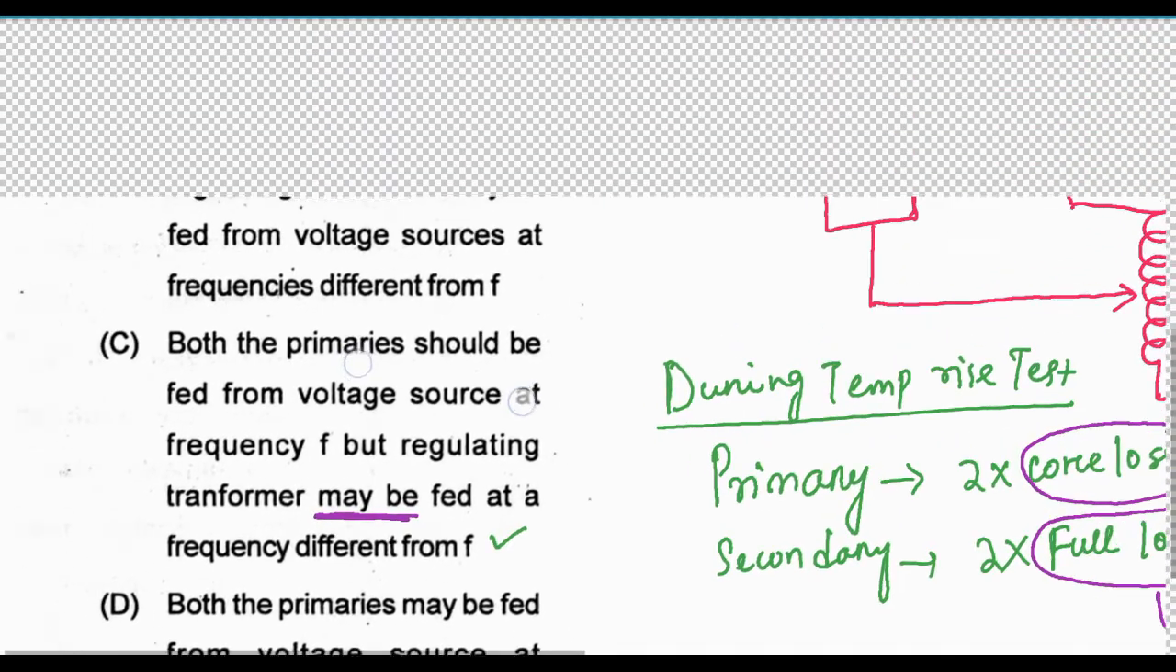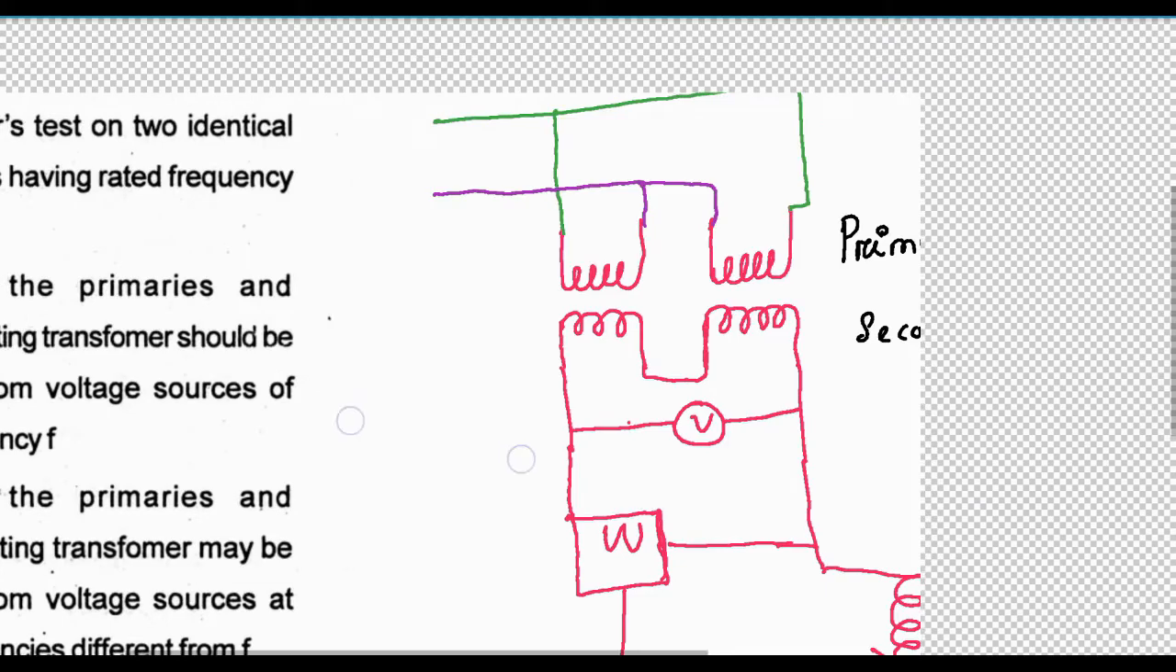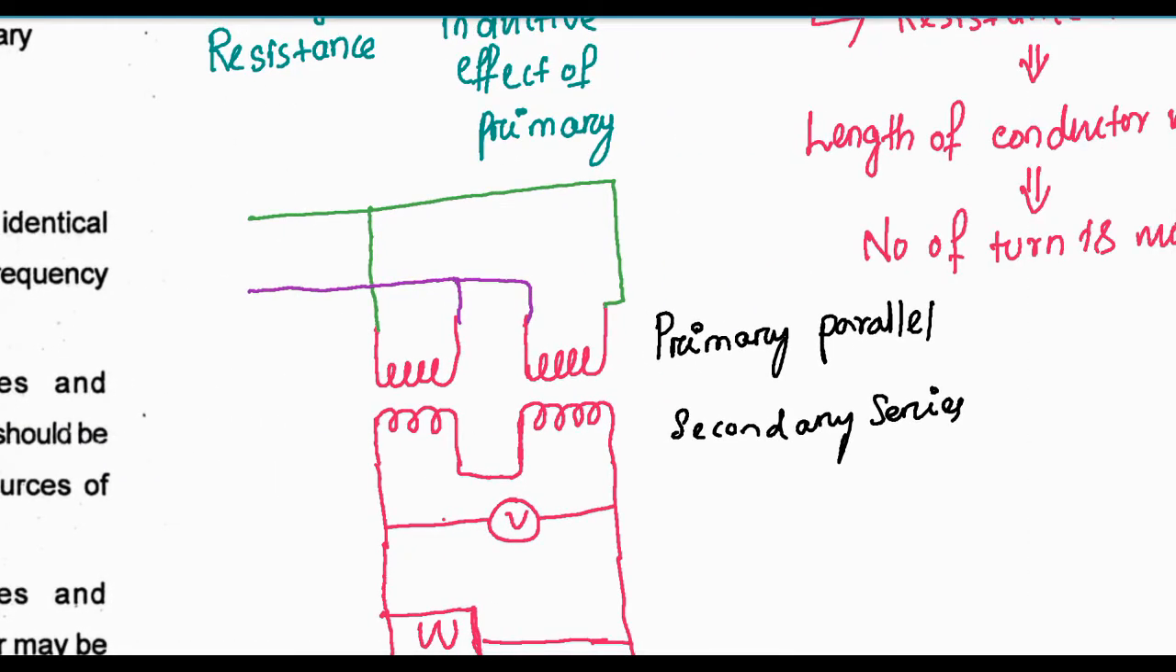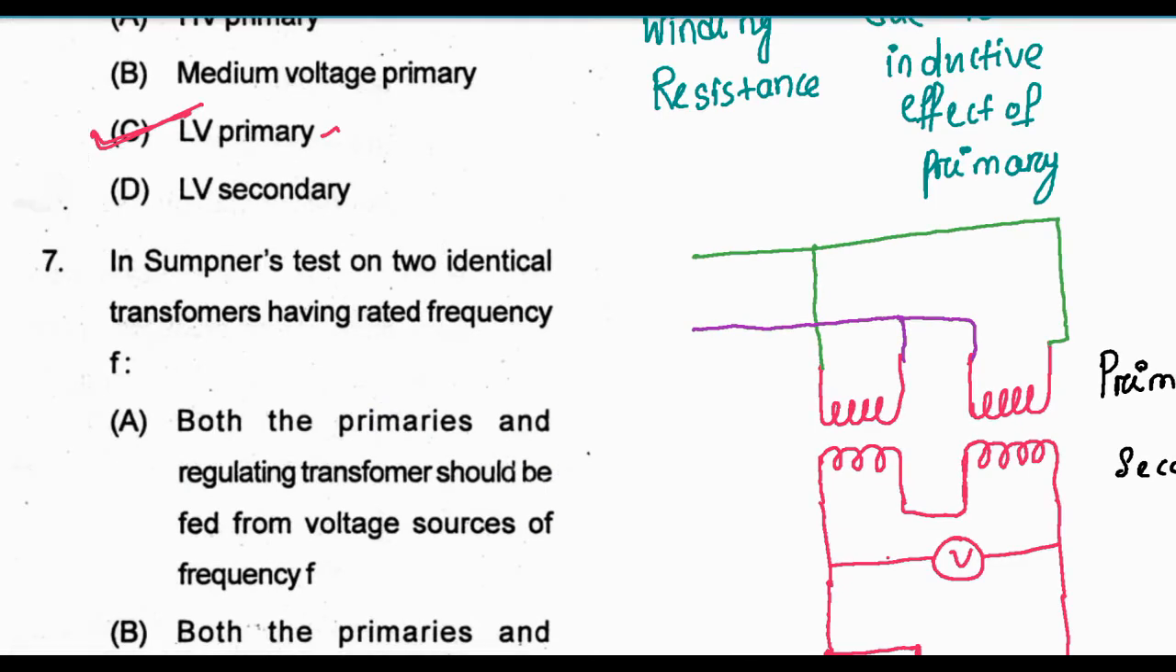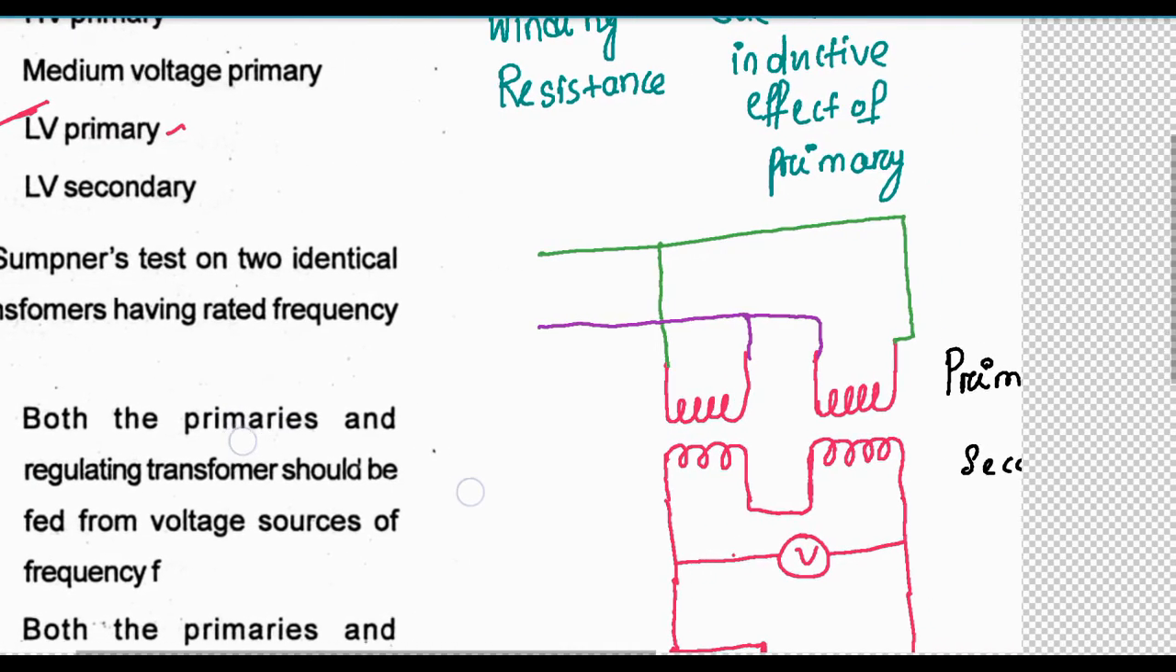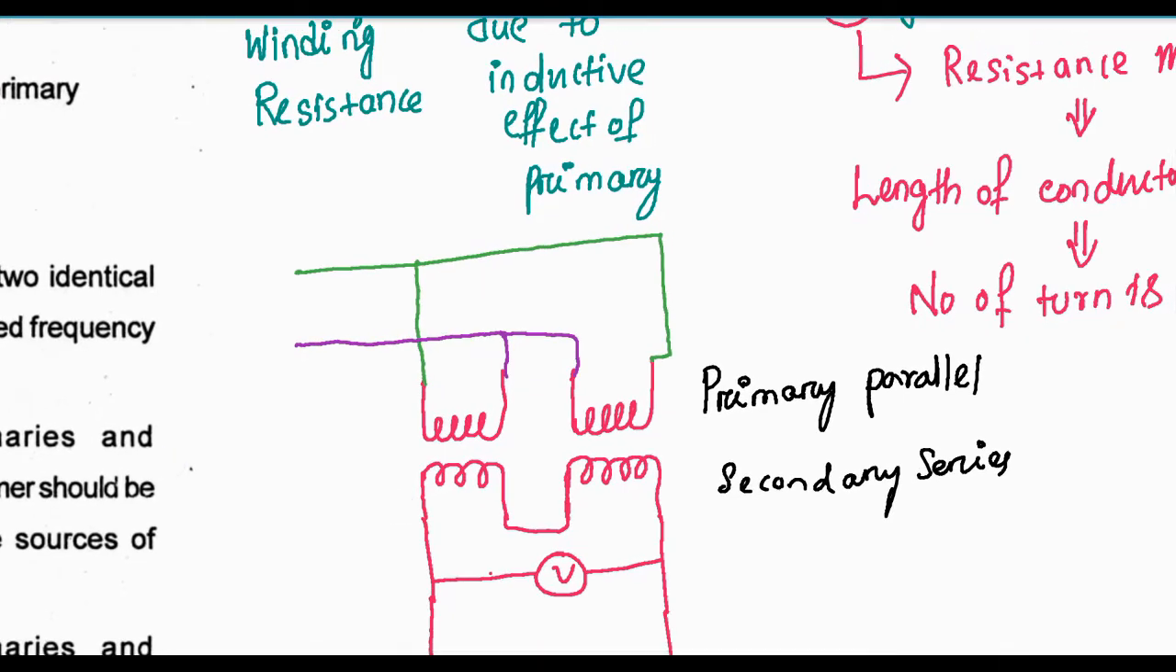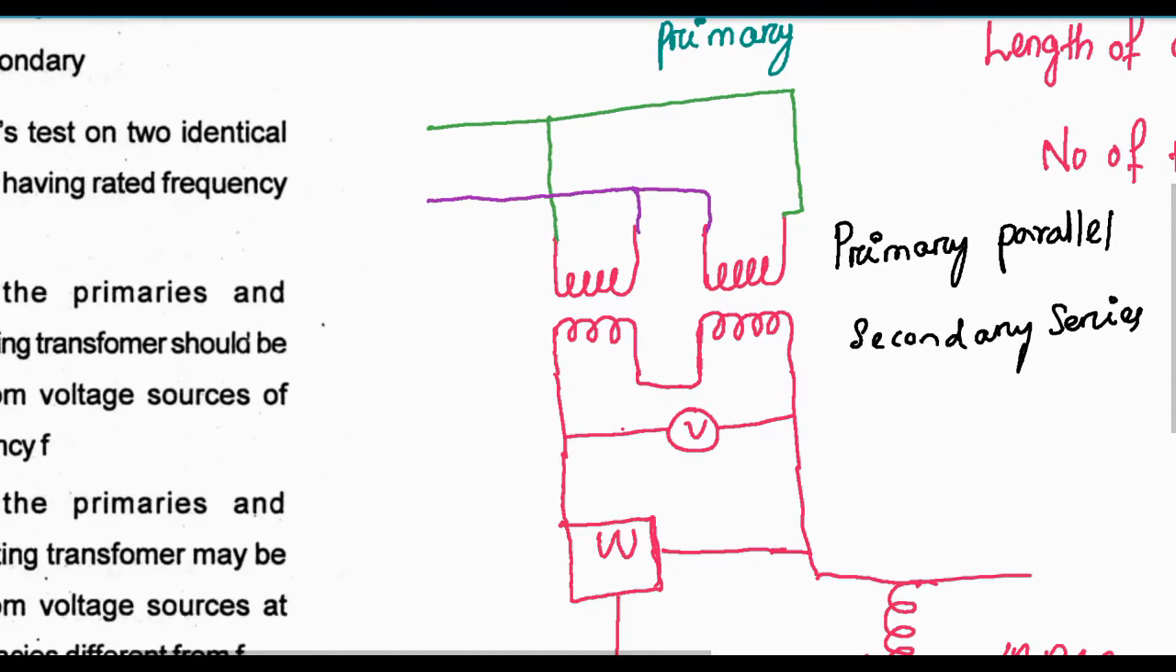So what is given here? It is a long question. What is the Synchronous test used for? This is for measuring the temperature rise. And what we can do in the Synchronous test? Two identical transformers we have to connect, and here we have to connect primaries in parallel and secondaries in series opposition manner, and in no load condition.